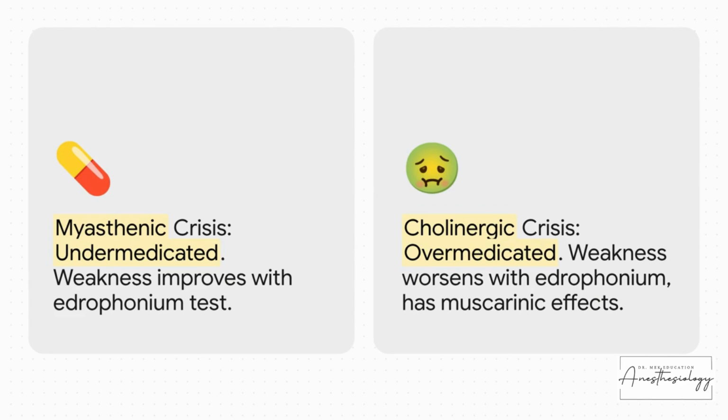A myasthenic crisis is a flare-up of the disease itself. Giving them edrophonium in a Tensilon test will actually improve their strength. But a cholinergic crisis, well, that's a toxic state of overmedication. You'll see those classic muscarinic effects, and giving edrophonium will only make them weaker. You can see how getting this wrong would be incredibly dangerous.